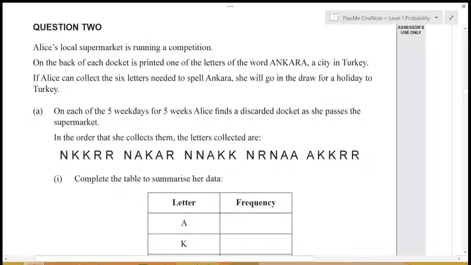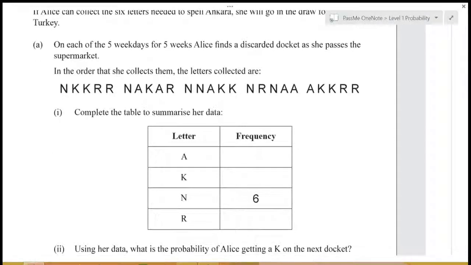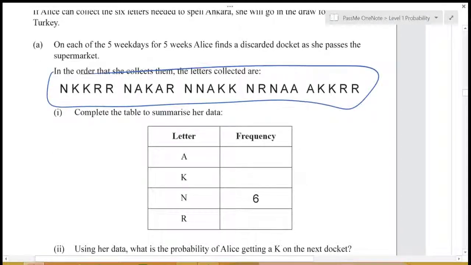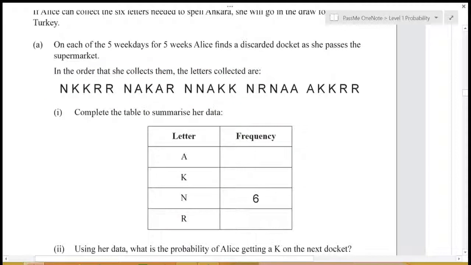Now we're looking at question 2 from 2011's paper, and a special shout out for this one is going to Alice from St Andrews as well, because this question is about Alice. Okay, so I'll let you read through that, pause it if you need to, but otherwise we'll get on with it. Basically this first question is asking us to count up all of these and put them into our frequency table. And that's just a matter of counting.